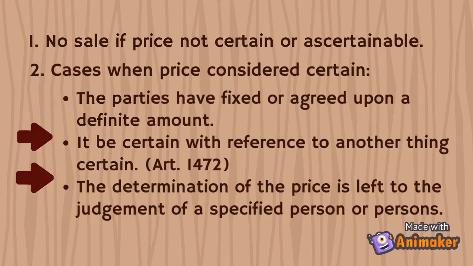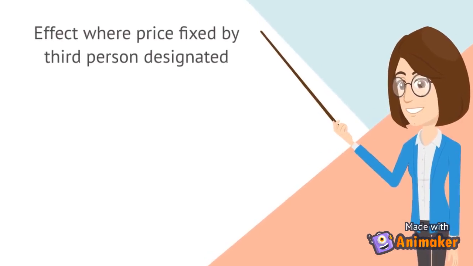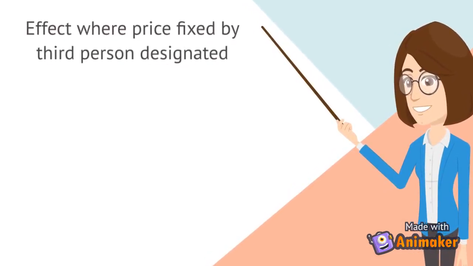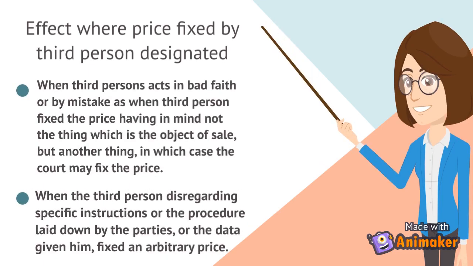As a general rule, the price fixed by the third person specified by the parties is binding upon them. There are, however, exceptions. When the third person acts in bad faith or by mistake, as when the third person fixed the price having in mind not the thing which is the object of the sale, but another analogous or similar thing, in which case the court may fix the price. But mere error in judgment cannot serve as basis for disregarding it.